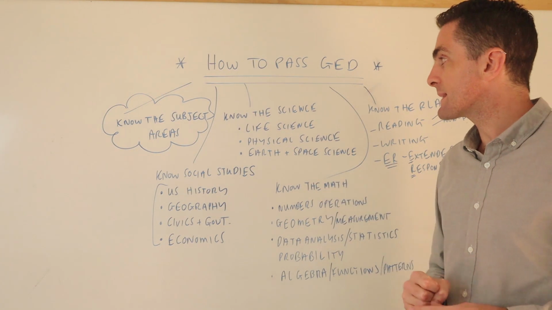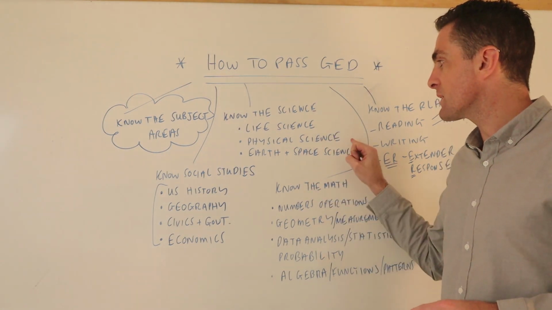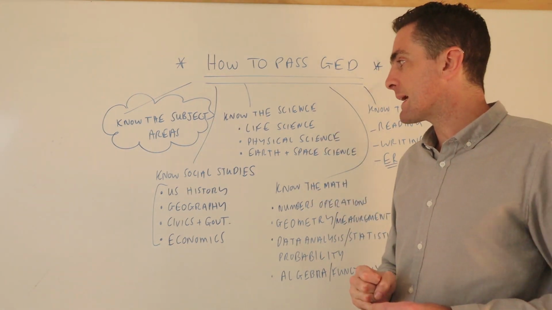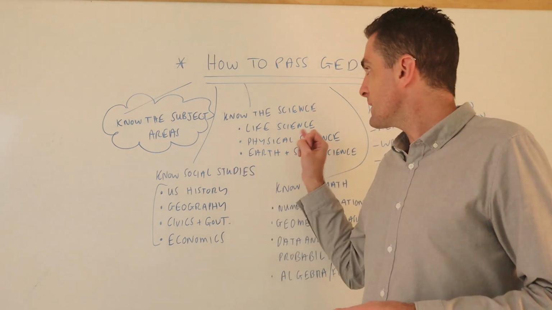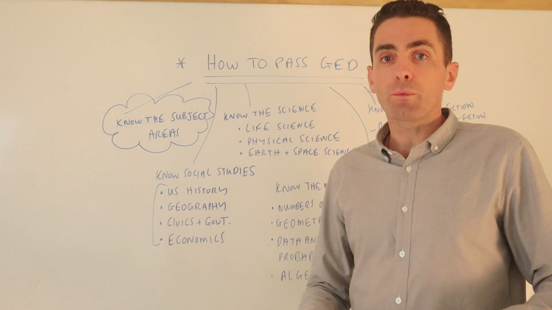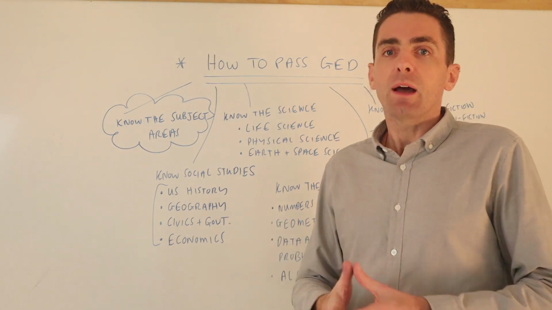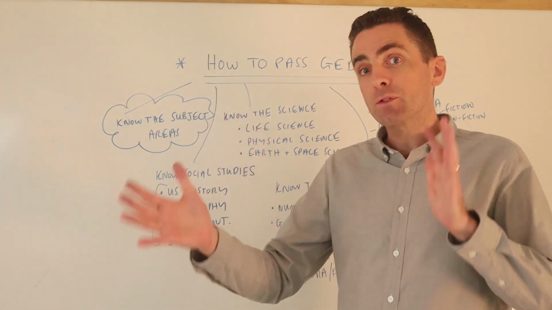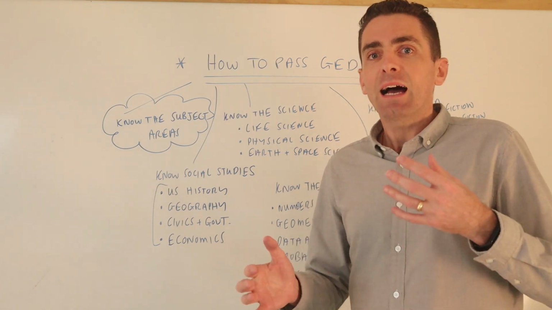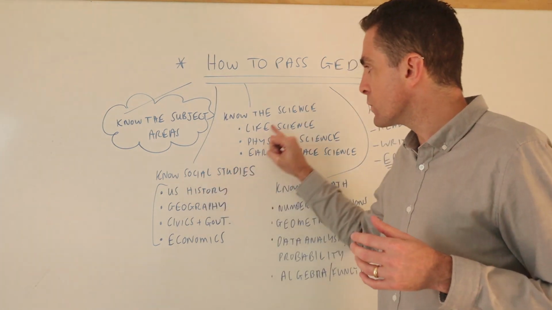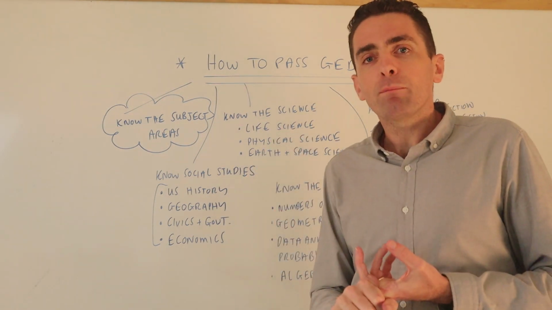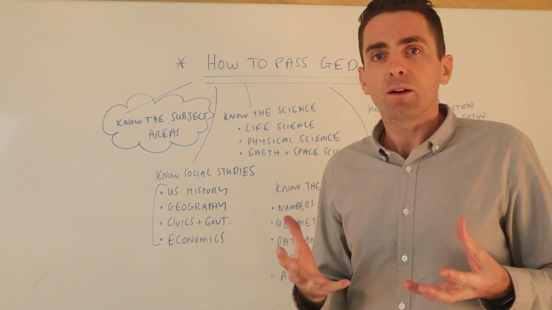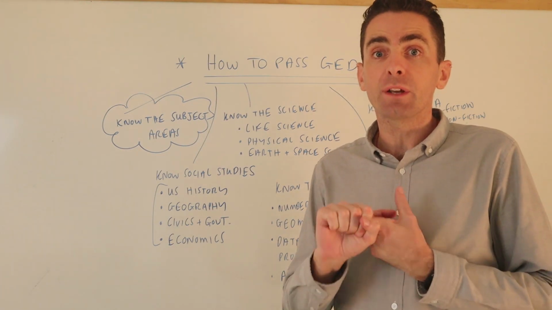Next, you have to know the science: life science, physical science, earth and space science. And just like the social studies test, in the science test there are long passages of reading, short passages, graphs to analyze, graphs to compare with paragraphs. And to be honest, there's a lot of crossover in these two tests. I don't mean crossover with content, okay? I mean with the skills that are needed.